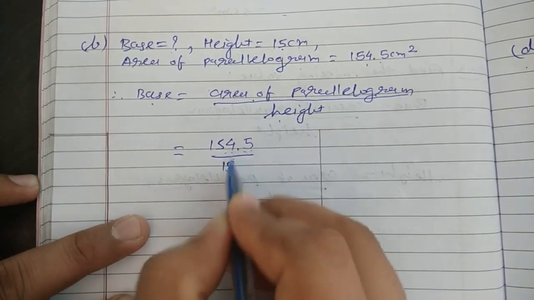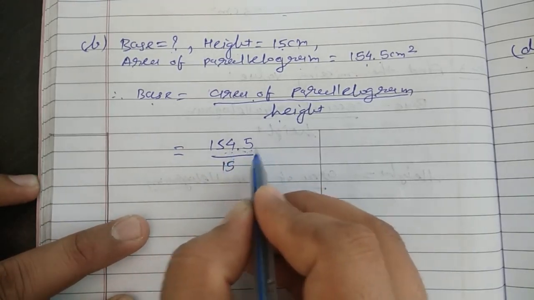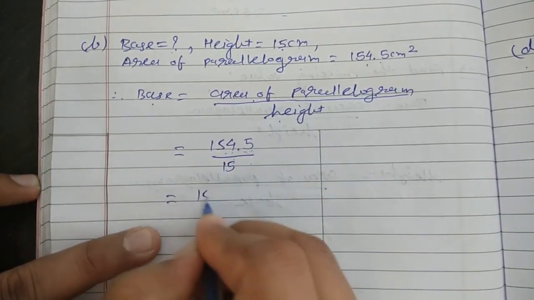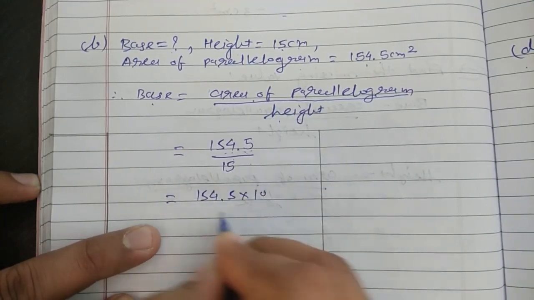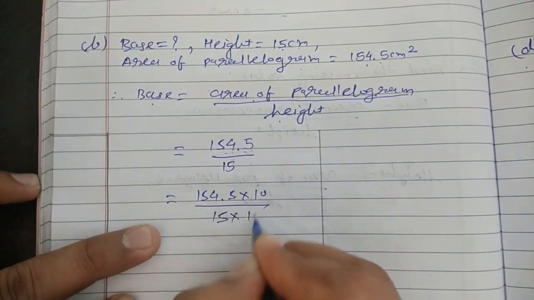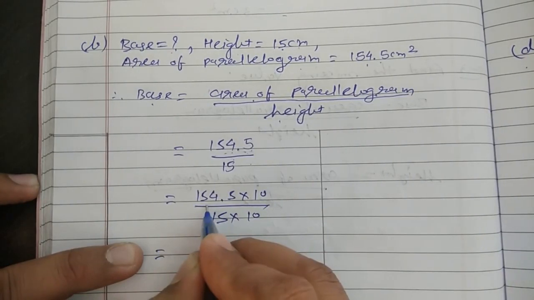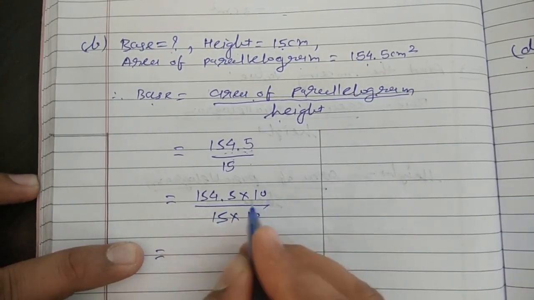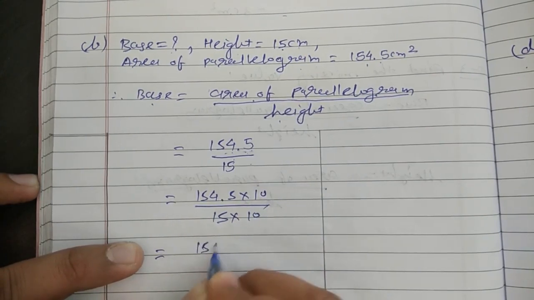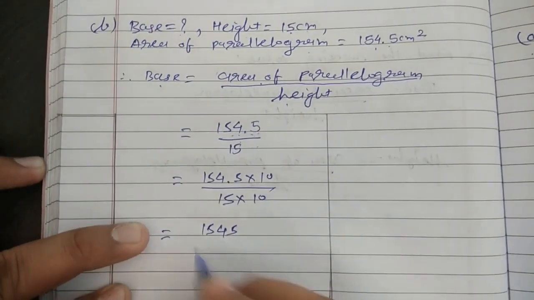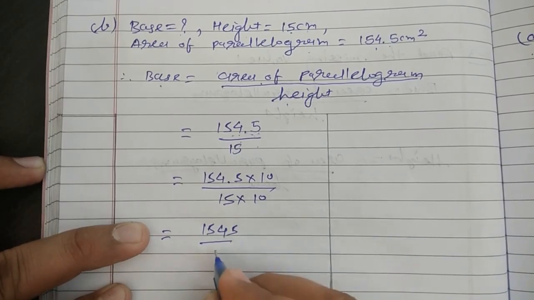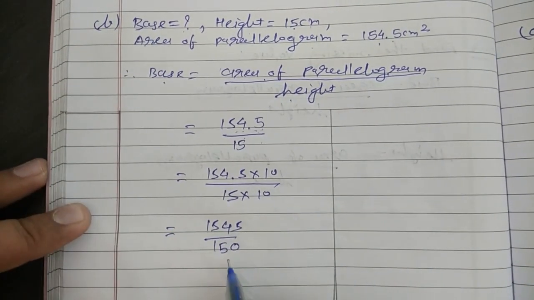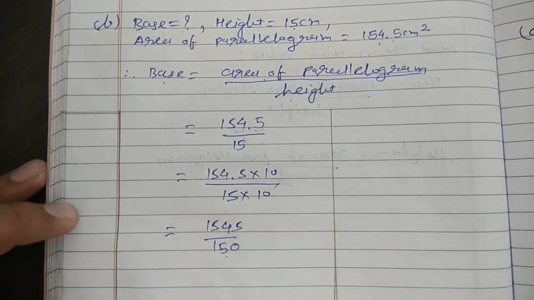Now keep in mind this is a fraction, so we have to multiply the numerator with 10 and also the denominator with 10. So that is equal to 154.5 multiplied by 10 divided by 15 multiplied by 10. Here 154.5 multiplied by 10 becomes a whole number, that is 1545, divided by 15 multiplied by 10, that is 150. So now we will divide this number.